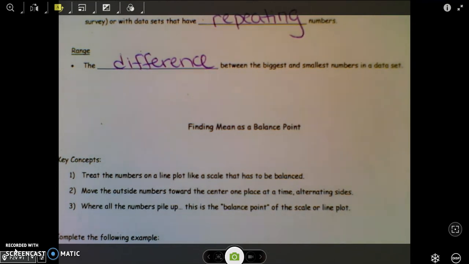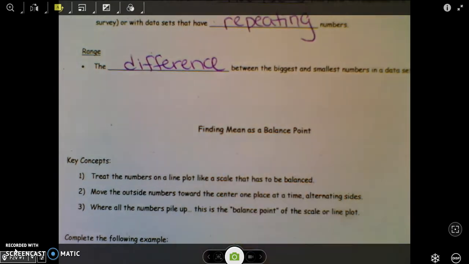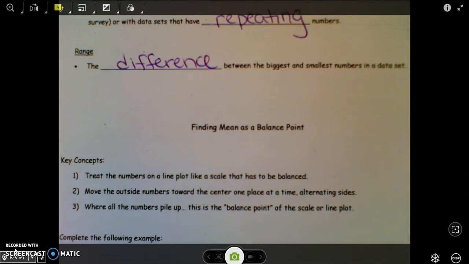So again, we're going to use line plots and number lines for this next section with mean as a balance point. And you might have to find the range so you know how to number that number line to create your line plot. But the range is not a measure of center.